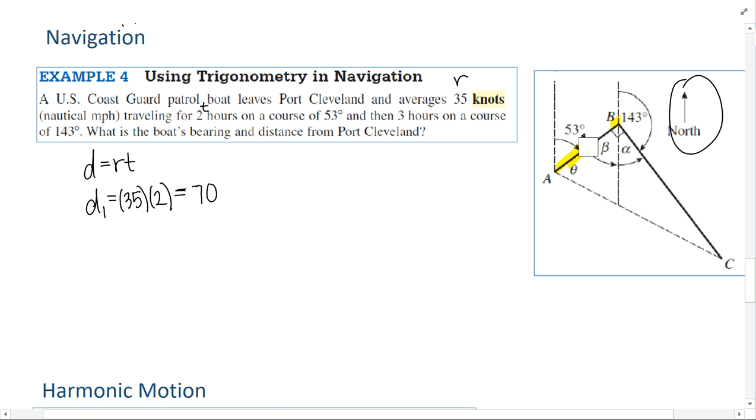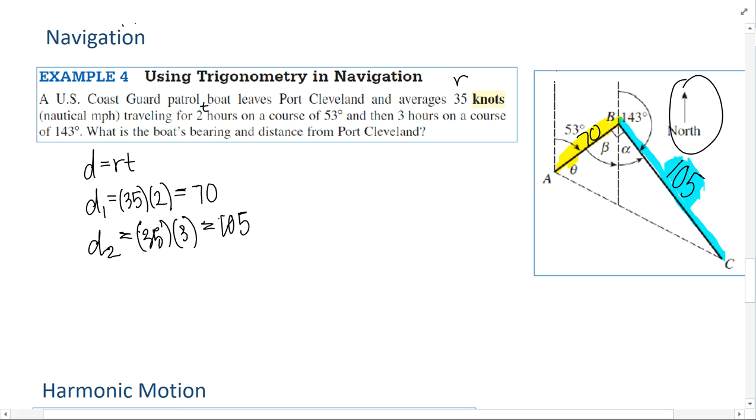Let's try that again. So this is 70 right here. Then we're going to do the same thing for the second part of the course. We went 143 degrees from north. It's still 35 knots, but this time we're going for 3 hours. So that gives us 105 miles. So this is 105.